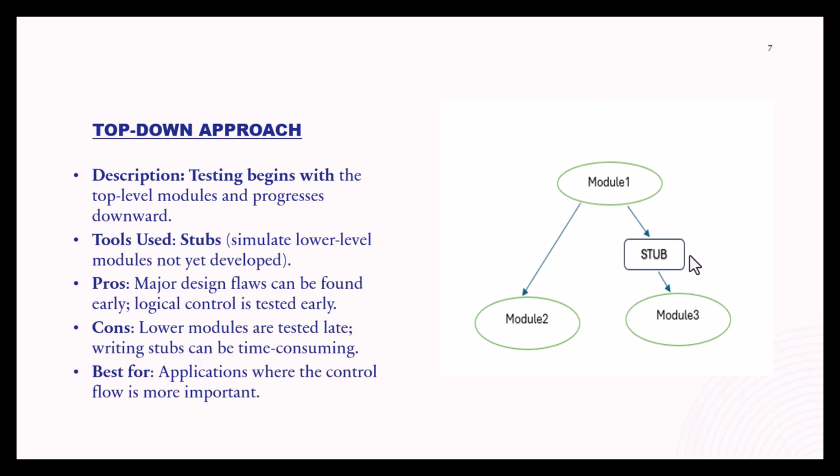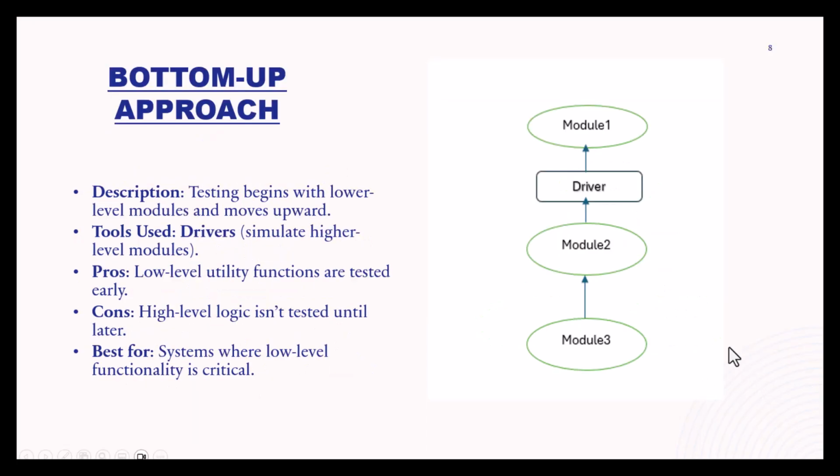We have to write a stub module instead of developing module 3, so it is time consuming, but I feel this is a good approach. If developing module 3 takes about one week, we can't stop the integration testing for one week. So we make a stub module and verify this particular functionality, but yes, there is a risk that module 3 will be tested much later. It is best for applications where control flow is more important. Wherever we are verifying the control flow, we can use the top-down approach.